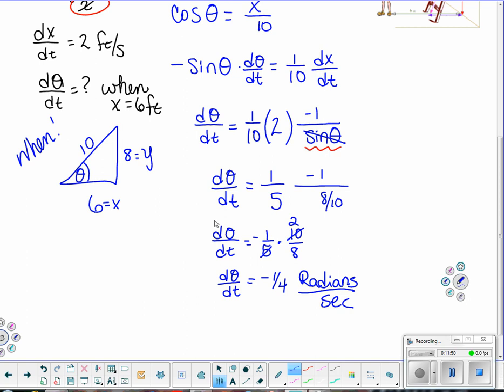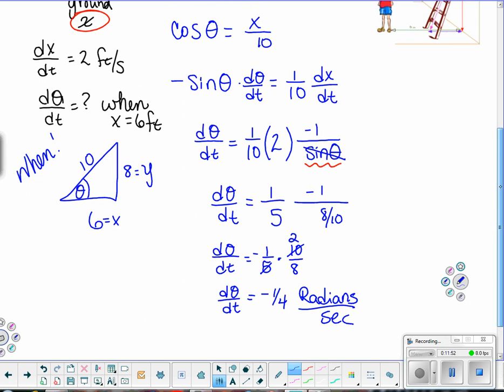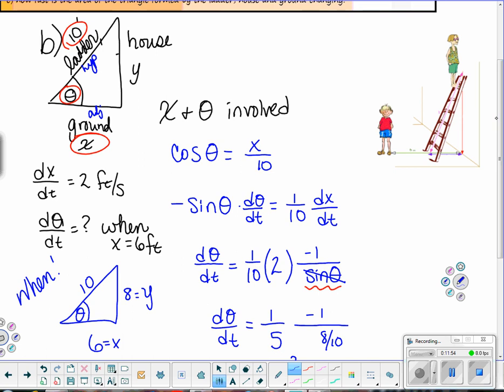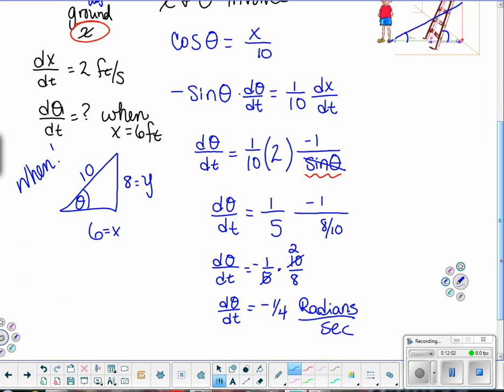Very good. Because the angle is shrinking, right? Which is what the negative is indicating. As that ladder slides out, theta is going to get smaller than what it was in the beginning. Makes sense. I like it.